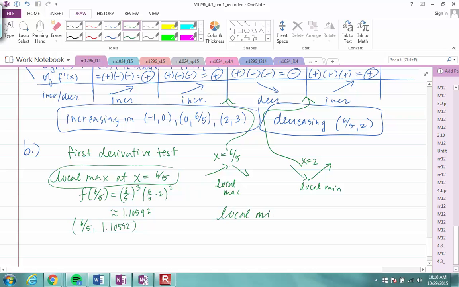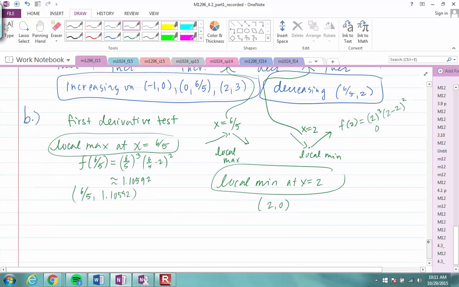The other one, local min, with an x equals 2, so let's find the y-coordinate for that. When we plug in 2, we're going to have 2 cubed, 2 minus 2 squared. That's easy. 0. So when we report this, local min at x equals 2, so time is going to be fine, but you would plug in to get the y in the original function to 0. We're done with part B.